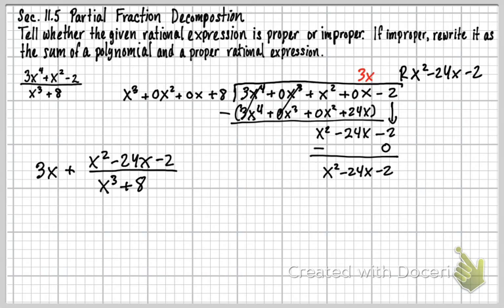So that would be how I would write this, because I wrote this as a polynomial. There's my polynomial, and the proper rational expression is here. And I can say it's proper now because the way I look at this is I say the degree of the top polynomial is less than the degree on the bottom polynomial. So that would be how I would write it. So that would be my answer for that problem.